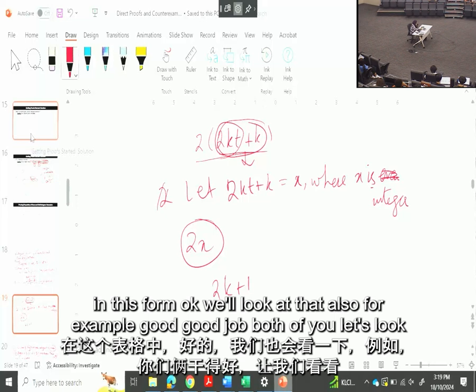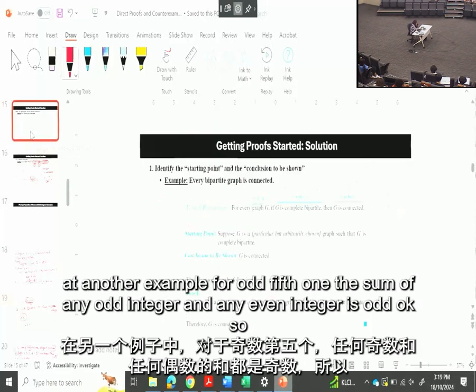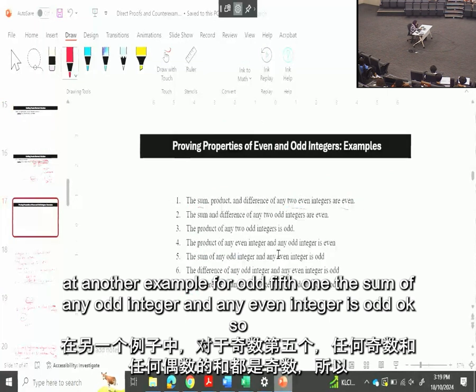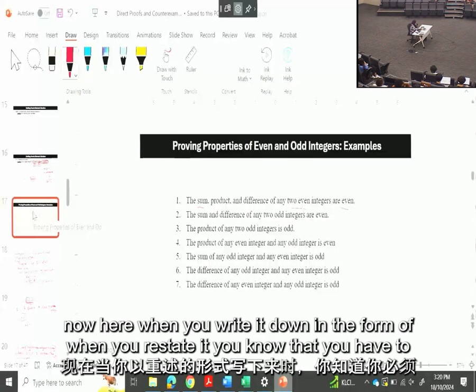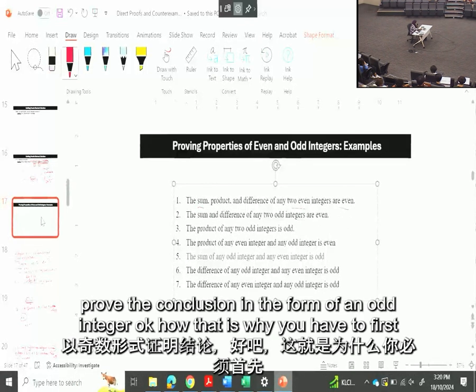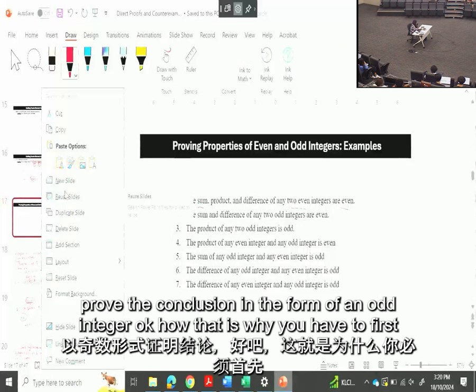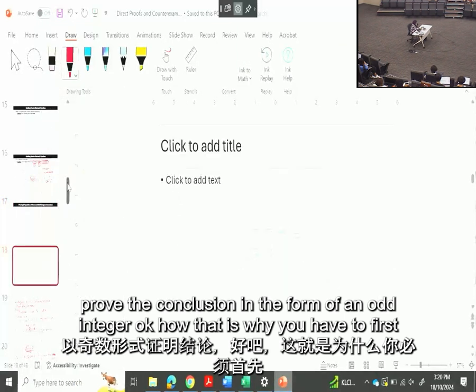Good job, both of you. Let's look at another example for odd. Fifth one: the sum of any odd integer and any even integer is odd. Okay, so now here, when you restate it, you know that you have to prove the conclusion in the form of an odd integer. Okay, so how?